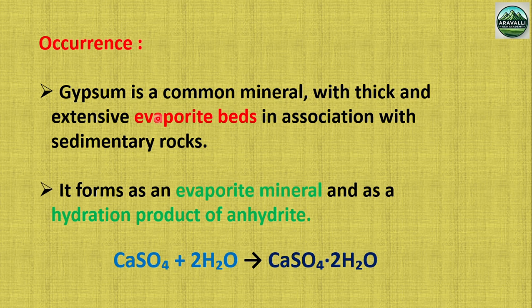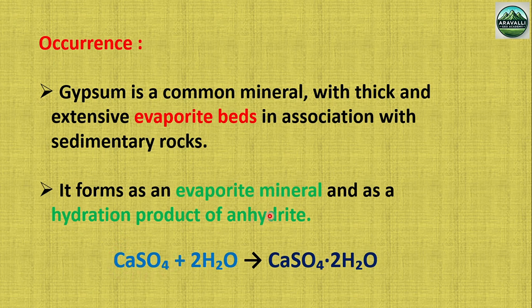Now occurrence, it means how the mineral gypsum forms. Gypsum mainly forms through the process of evaporation in the desertic region, or simply in tropical climate. Evaporation is a process in which water converts into vapor. So gypsum forms through this process in the desertic region, or gypsum also forms through the process of hydration. See this reaction.